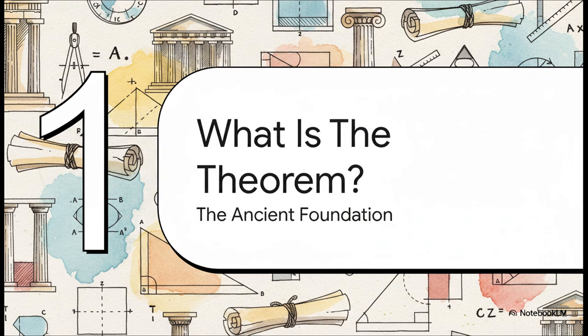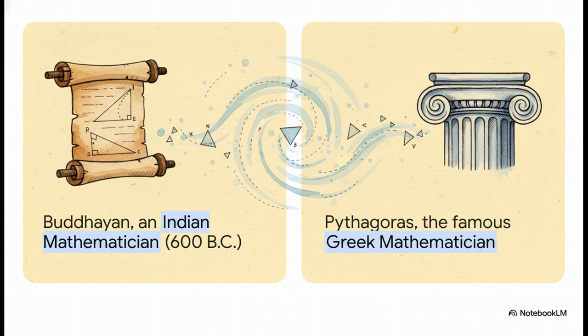What is Pythagoras Theorem? The ancient foundation. Okay, so we all know it as the Pythagoras Theorem, obviously named after the famous Greek mathematician. But history actually gives us a really fascinating plot twist here. Long before Pythagoras came along, an Indian mathematician named Buddhayan actually mapped out this exact core relationship between the sides of a right-angled triangle, and he did this all the way back in 600 BC. So while Pythagoras definitely gets the modern branding, the foundation of this rule is incredibly ancient and actually spans entirely different historical cultures.